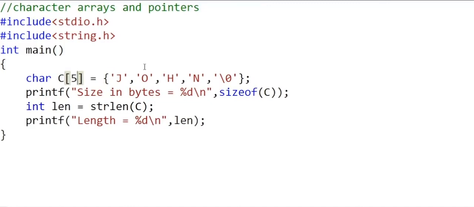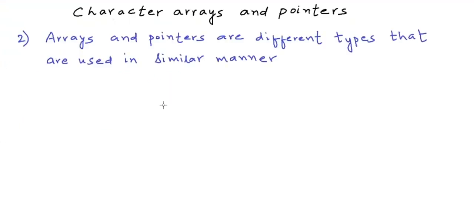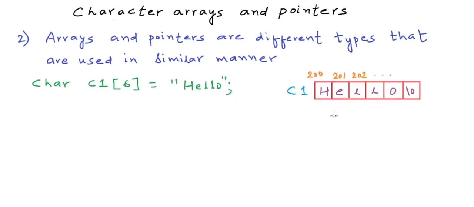The next thing that we need to understand is that arrays and pointers are different types that are used in a similar manner. Now what does it really mean? Let's say we declare a character array C1 of size 6 and initialize it with this string literal, and let's say this is how it gets stored in the memory. Array is stored in one contiguous block of memory. So let's say the first character is at address 200. One character is of size 1 byte, so the next character will be at address 201 and the next will be at 202 and so on.